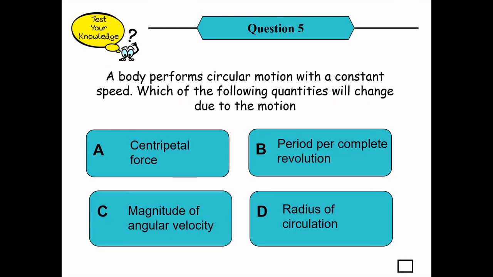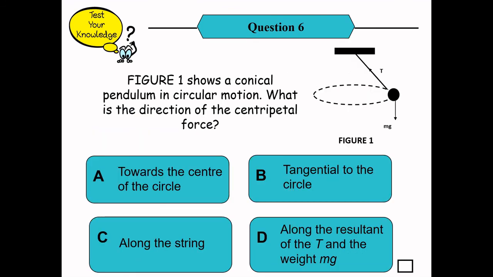Question 5. A body performs circular motion with a constant speed. Which of the following quantities will change due to the motion? Yeah, the answer is A, centripetal force. The direction of the centripetal force is always towards the center of the circular path.